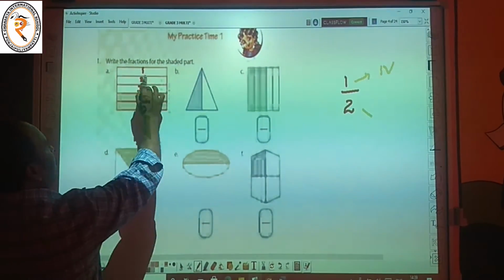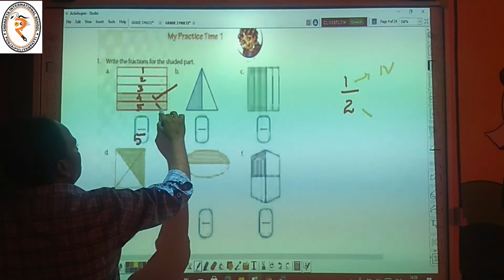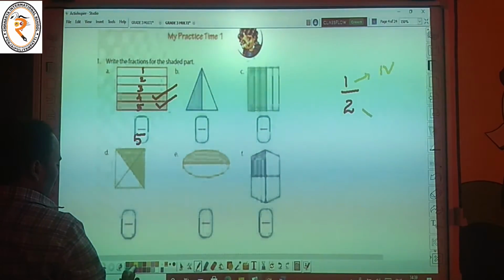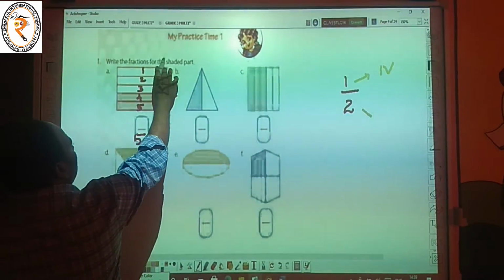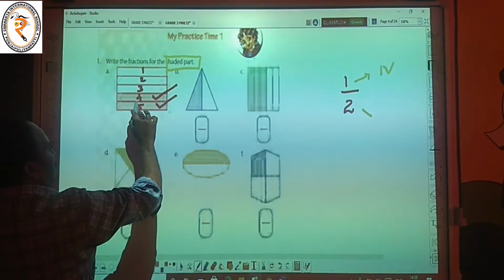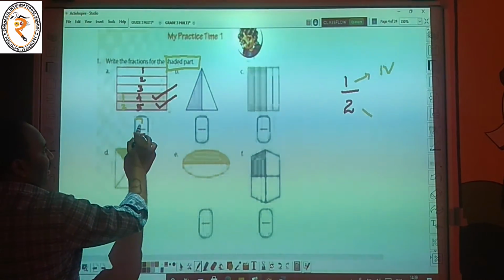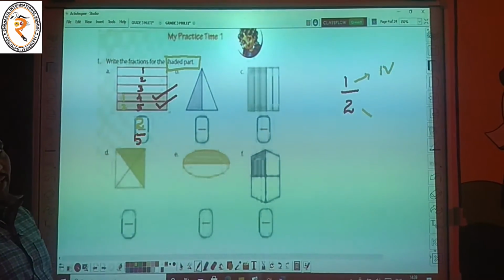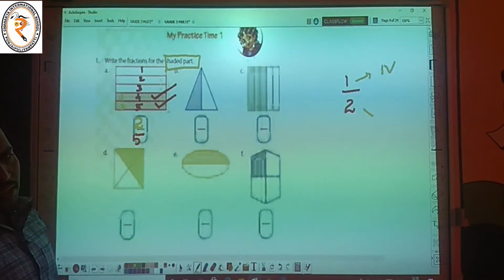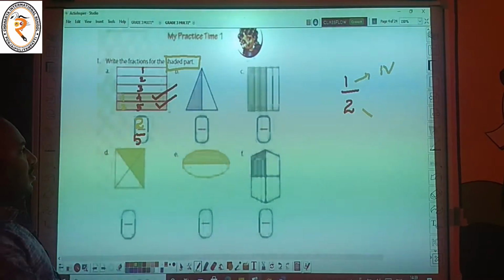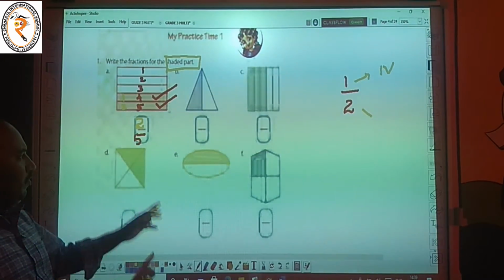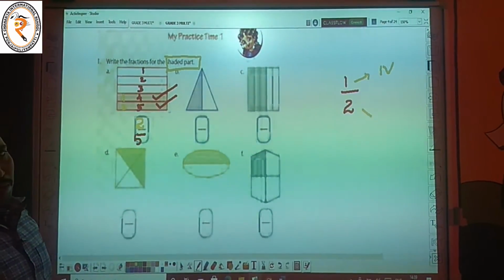And then we have 2 shaded portions. Our shaded part is 1 and 2. So the number 2 is written in the numerator. Our fraction is 2 by 5.